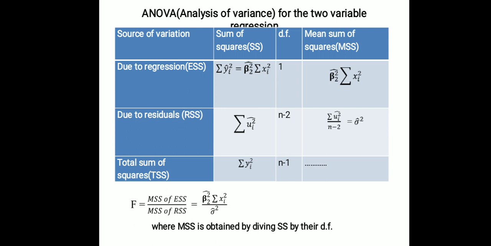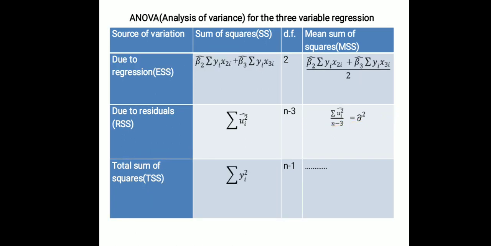Hence F equals the mean sum of squares of the explained sum of squares over the mean sum of squares of the residual sum of squares. That equals beta 2 cap squared times summation xi squared divided by sigma cap squared. This is for two variable regression, but we are considering here multiple regression, that is 3 variables.